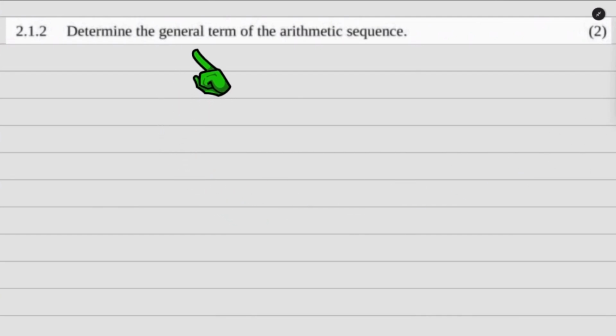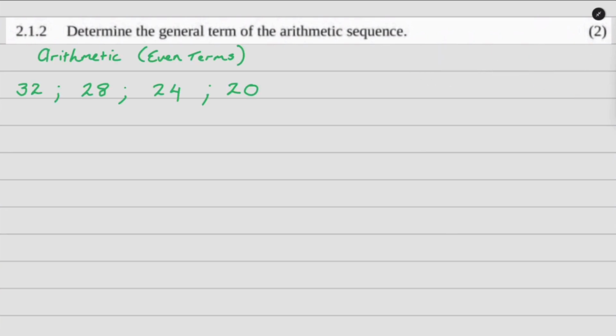Next up, we need the general term of the arithmetic sequence. So let's go grab the arithmetic sequence that we sorted out earlier. Okay, so once we've got that, let's get our constant difference. It looks like I'm subtracting 4 every time, so that will be our constant difference.